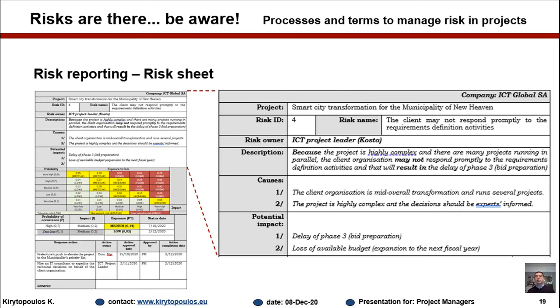So "may not" means something that might happen or might not happen, depending on the risk. And the last part, "it will result in the delay of phase 3," is the description of the effect on objectives. So because of "may not," it might, uncertainty, and "result in," which means it will have the effect on, we cover the last part of risk as well.